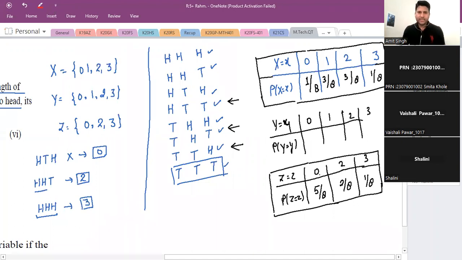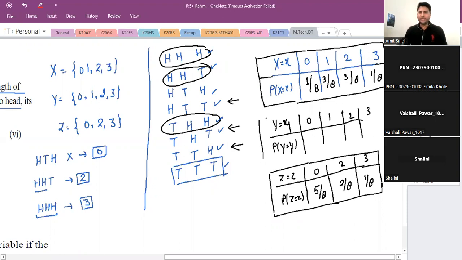So 5 times no head is there, and then for length 2 heads it is 2, and for length 3 heads it is 1. Only the first one is favorable for the third case. And for the second case, this is the favorable one, this is the favorable one, consecutive head occurrence. So this is how we can find the probability distribution table or probability table for a random variable x.